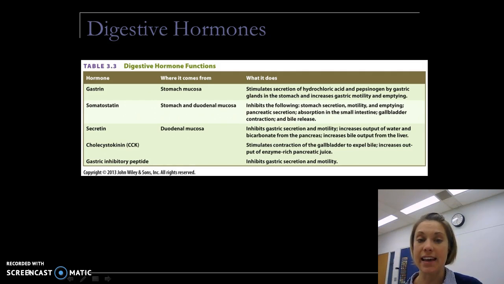Cholecystokinin, or CCK, stimulates the contraction of the gallbladder to expel bile and increases the output of enzyme-rich pancreatic juice. Gastric inhibitory peptide inhibits gastric secretion and motility. So as you can see, these hormones play reverse roles, sort of, some causing decrease in secretions and some causing increase in secretions. And whether or not these are present in the GI tract really depends on whether or not there's food present in the GI tract.